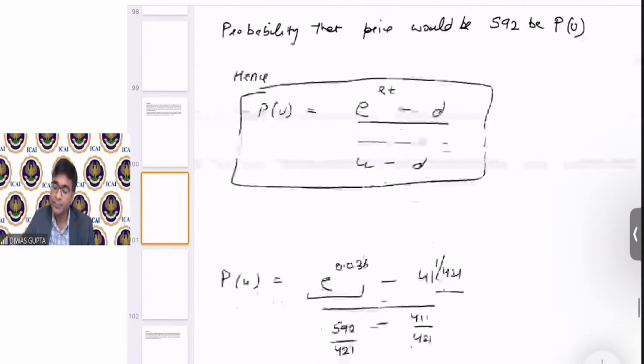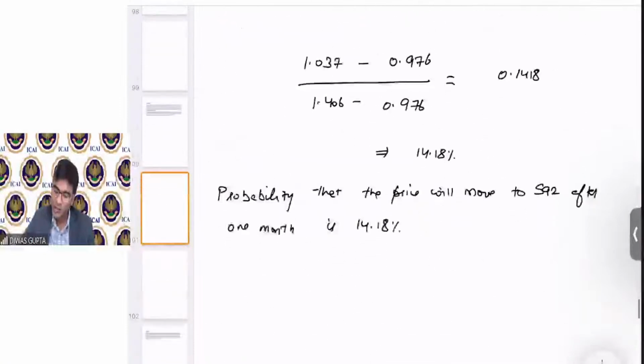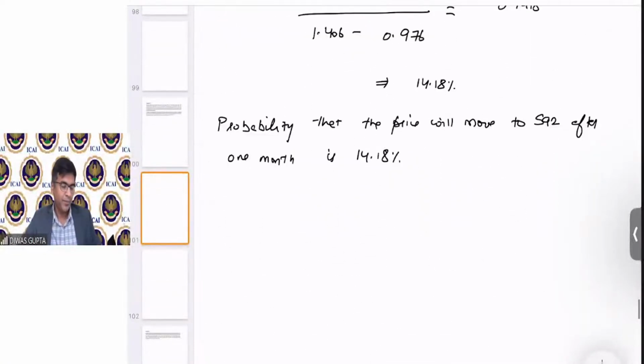Perfect. Now, students, what can we interpret from this? So if we draw a tree here, okay, if we draw a tree here, just a second.